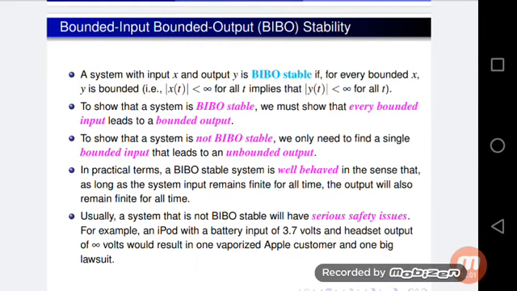To show that a system is not BIBO stable, we only need to find a single bounded input that leads to an unbounded output. Usually a system that is not BIBO stable has serious safety issues. BIBO means they have bounded inputs and outputs, which these devices lack, which is why such devices are known to have serious safety issues.